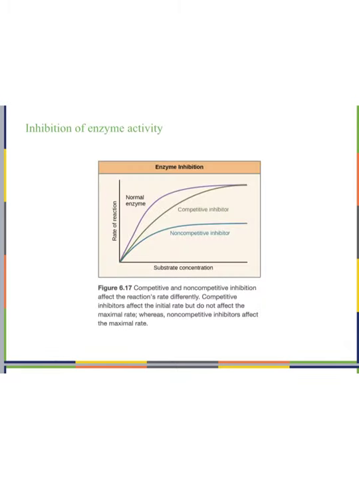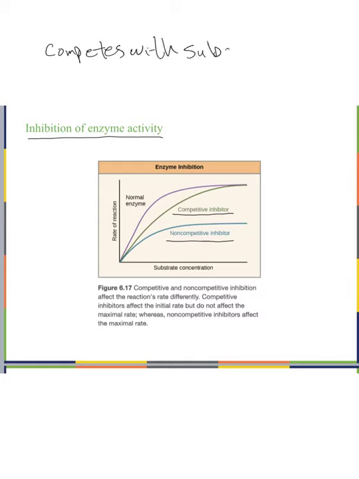Let's talk about inhibition of enzyme activity first. There are two classes of enzyme inhibitors, two different ways that scientists have observed that enzymes are inhibited. One is competitive inhibitor and the other one is non-competitive inhibitor. So a competitive inhibitor, as the name implies, competes with substrate for binding to the active site.